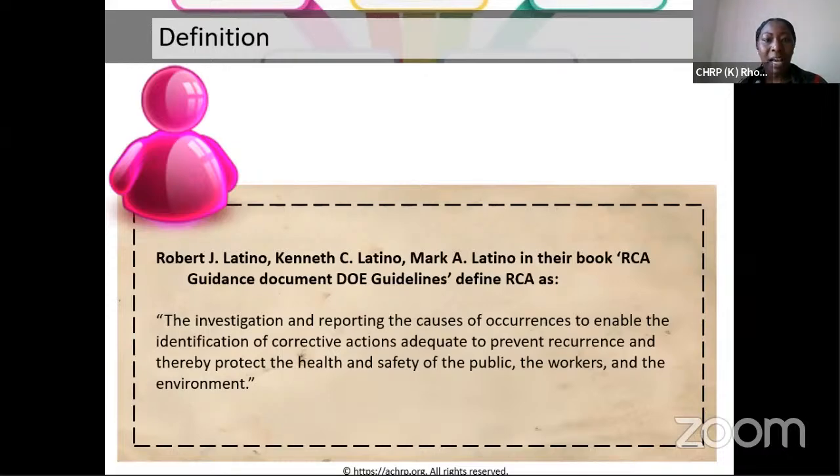They've written a book about the RCA guidance document, the DOE guidelines, and they have defined it as an investigation. As I said, they then learned from the experience. So when they encountered a problem in their organization, they went into a thorough investigation and reported the causes. Once you do an in-depth investigation into a problem, you report the causes of the occurrence to enable the identification of corrective action adequate to prevent recurrence and thereby protect the health and safety of the public, the workers, and the environment.